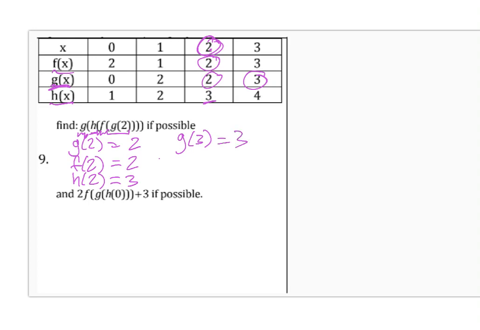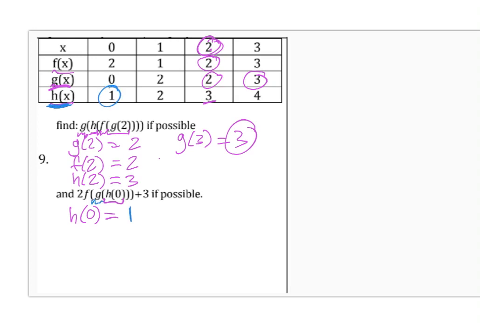And that's it. So g of h of f of g of 2 is 3. All right, then we've got to find the next one. Again, I'm going to work from the inside out. h of 0. I'm going to change colors here. h of 0 is 1.